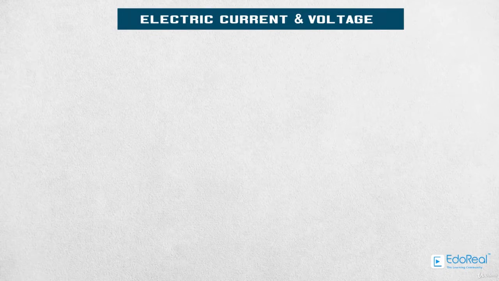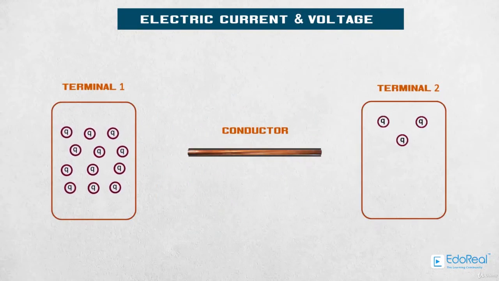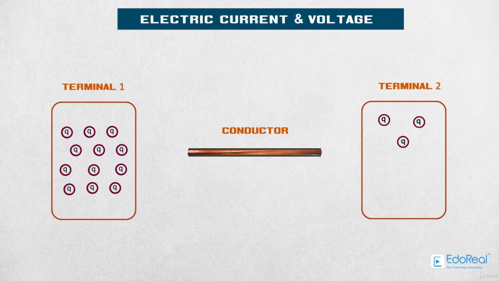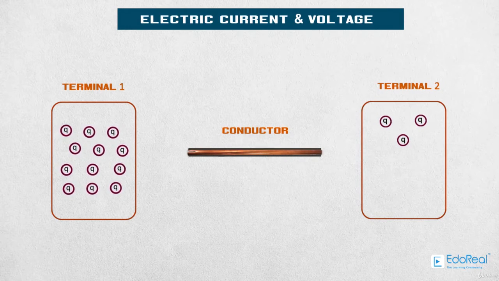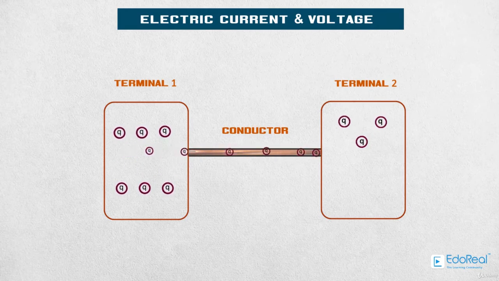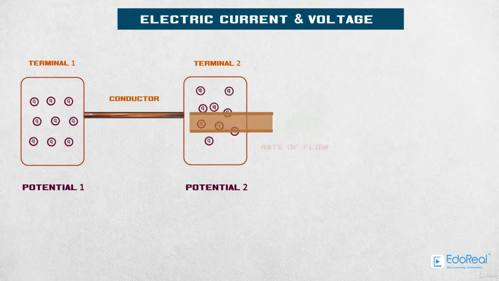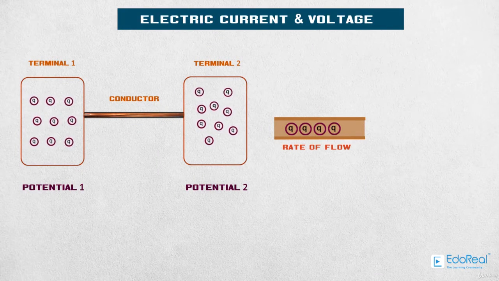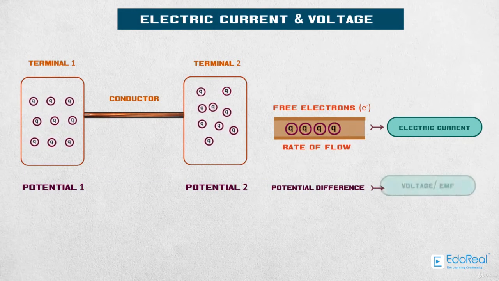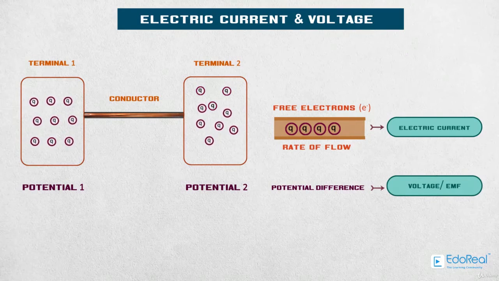Now, in the same way, let us consider the two buckets as two terminals. Terminal 1 is full of electrical charges, and terminal 2 has fewer electric charges. And let the passage be a conductor. When they are connected, due to the difference between the number of electrical charges, these charges flow from one terminal to the other terminal. In this case, the rate at which the charges flow through the conductor is called electric current. The current flow in conductors, or metals, is due to free electrons. Whereas, the potential difference between the two terminals is called the voltage, or electromotive force.